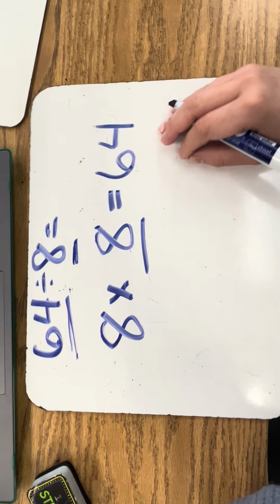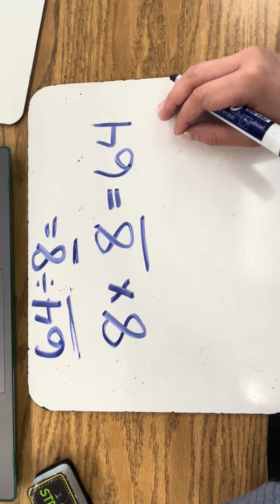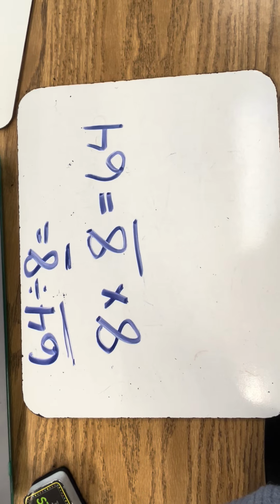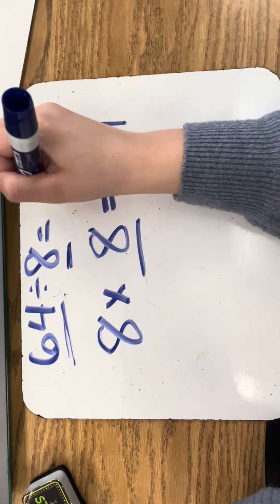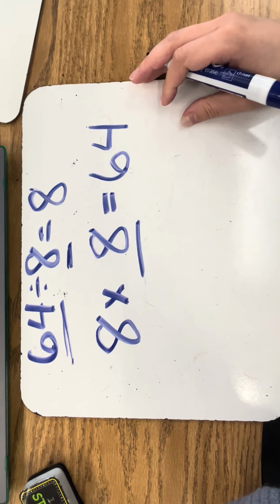This strategy is a lot faster, and it's probably the strategy that we'll end up doing, but you have to know how multiplication and division are related, and you have to know your multiplication facts to solve this way.